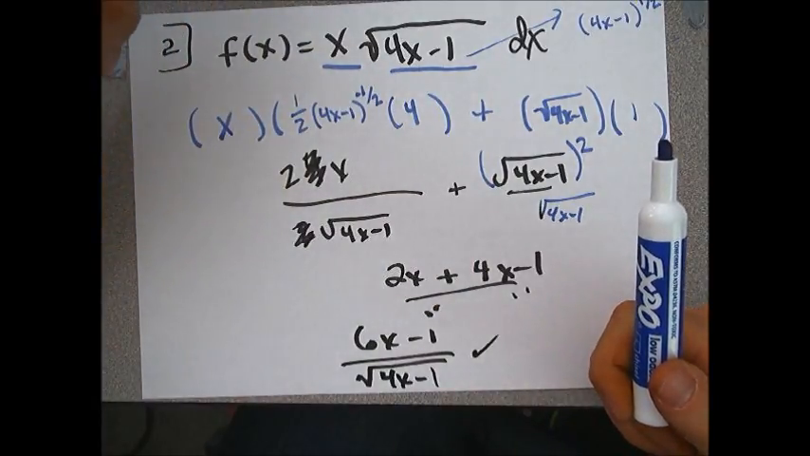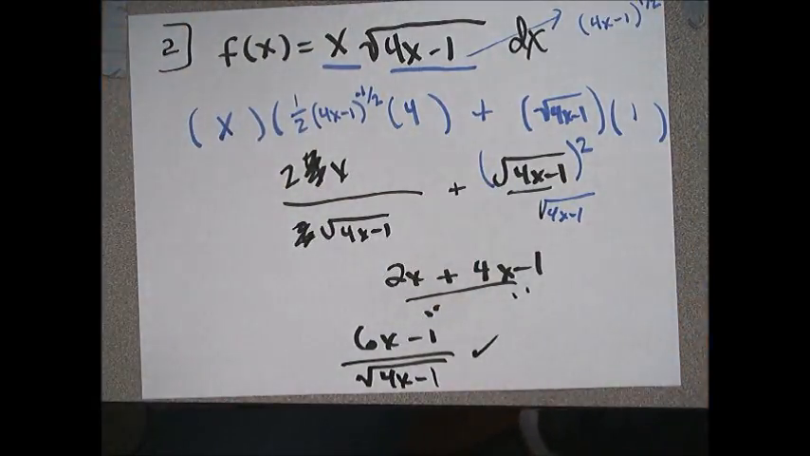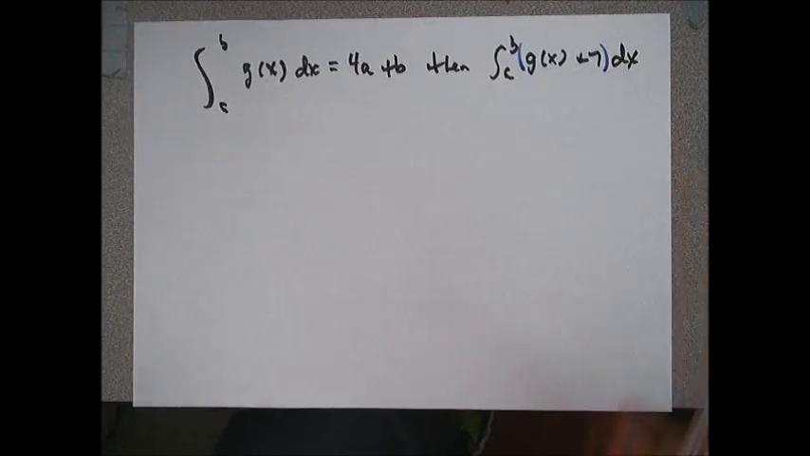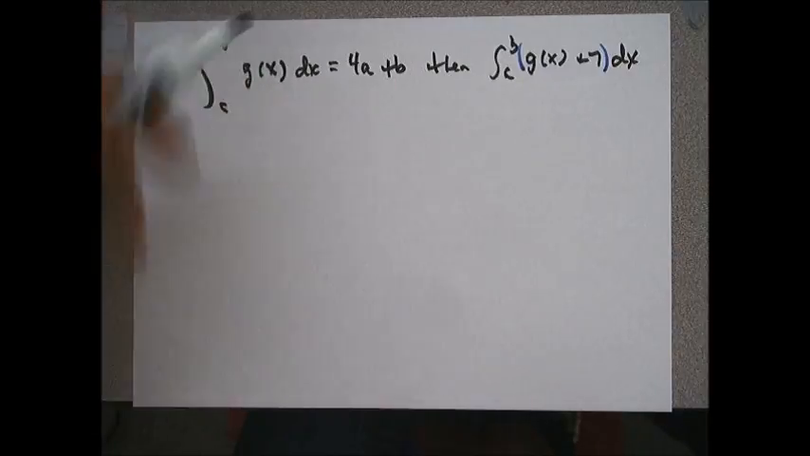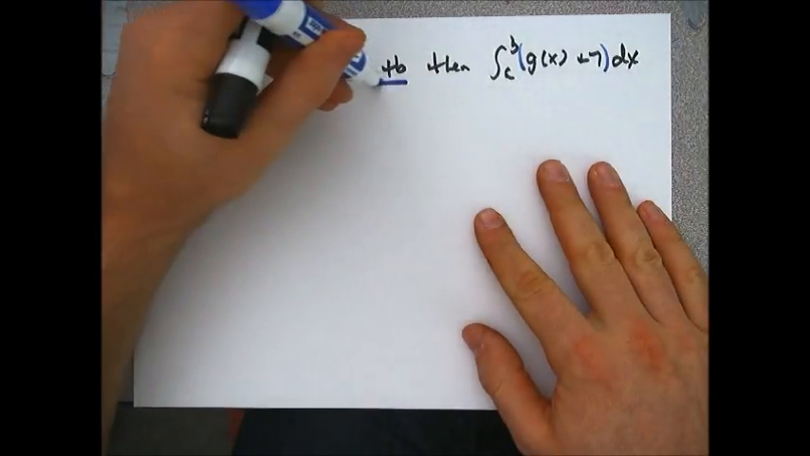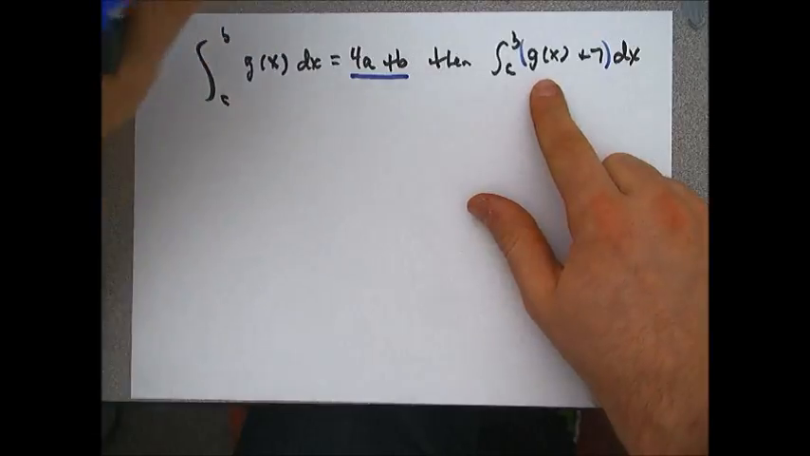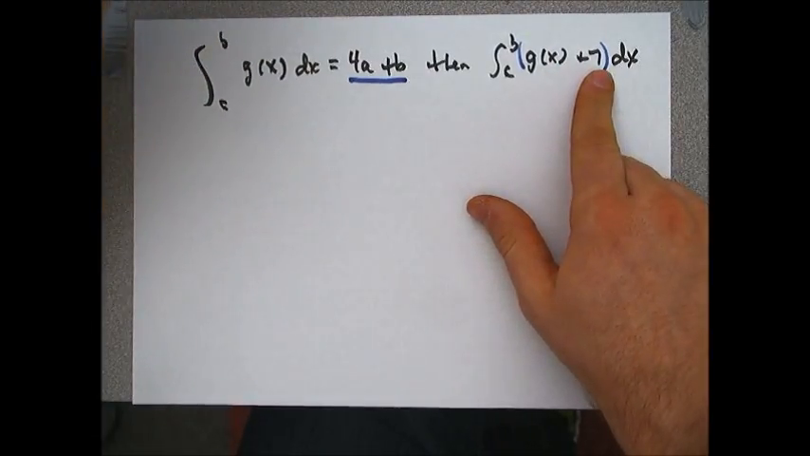Make sense? Okay. If g of x is equal to that stuff, it's the integral of g of x. They're giving you the result of the integral of g of x. They say, if I don't know what g of x is, but if I was to integrate this thing, here's my result. And then they want you to find the integral of g of x plus 7.